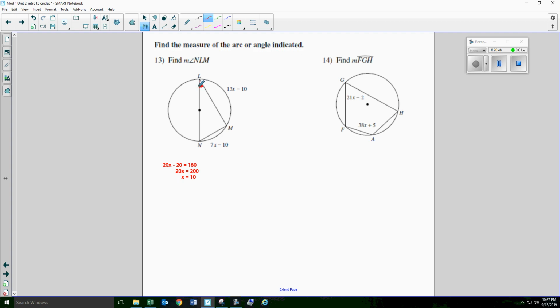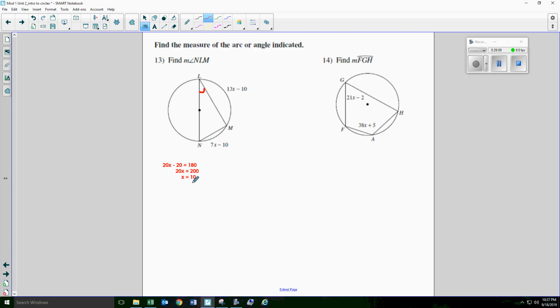Well, my arc should be drawn like this. So we're talking about this angle. NLM. Remember, L is called the vertex. So what is this? We know it's half. This angle is called an inscribed angle, remember, because the angle is on the circle. The inscribed angle is half of this arc.